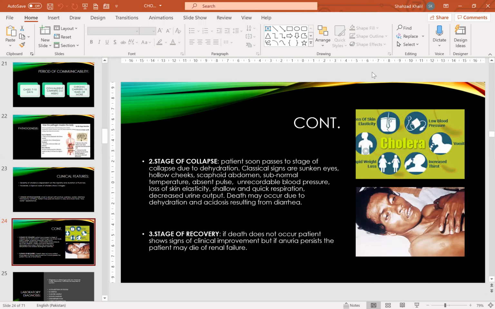Second, stage of collapse. Patient soon passes to a stage of collapse due to dehydration. Classical signs are sunken eyes, hollow cheeks, scaphoid abdomen, subnormal temperature, absent pulse, unrecordable blood pressure, loss of skin elasticity, shallow and quick respiration, decreased urine output. Death may occur due to dehydration and acidosis resulting from diarrhea. Then the stage of recovery: if death does not occur, patient shows signs of clinical improvement, but if anuria persists, the patient may die of renal failure.